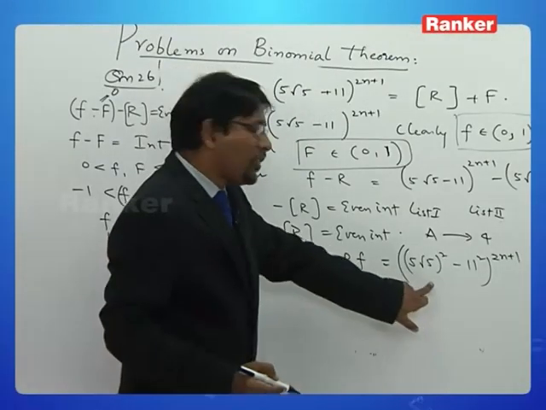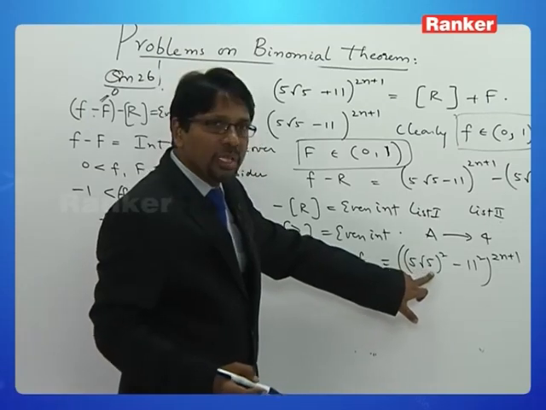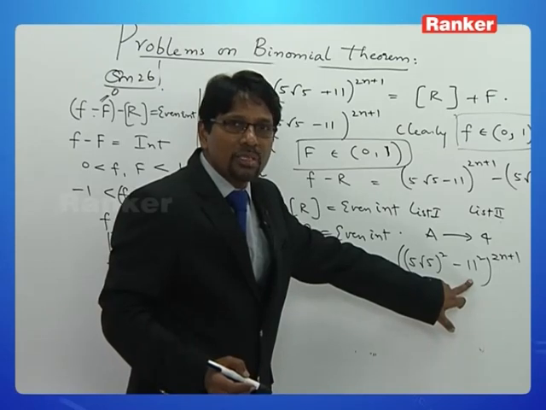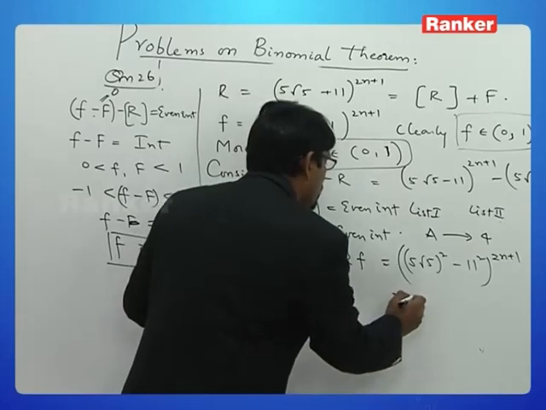So what is this 5 root 5 square? 5 square, 25 into 5, that is 125. 125 minus 11 square, 125 minus 121, that is 4. 4 raised to the power 2n plus 1.